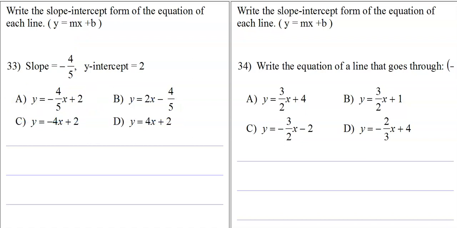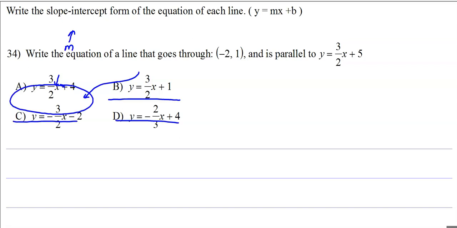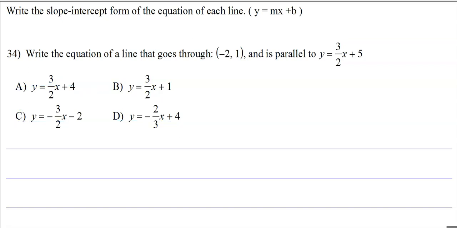All right, number 34. Let's check him out. Write the equation of a line that goes through -2, 1 and is parallel to this fellow.